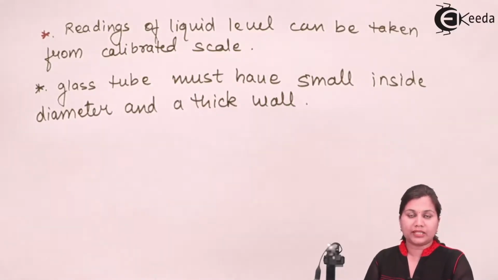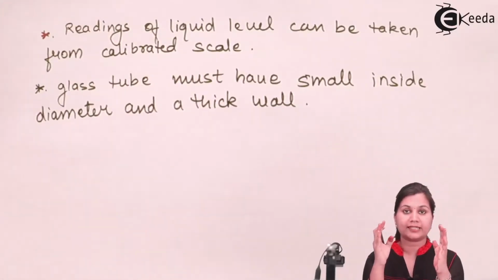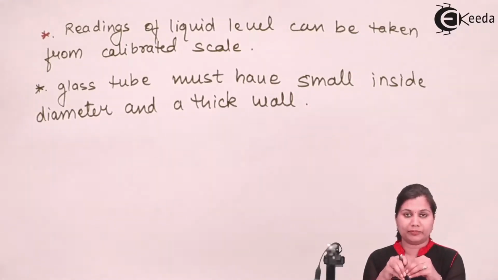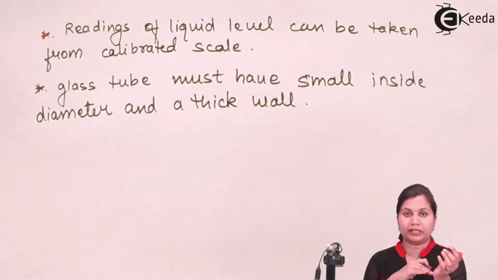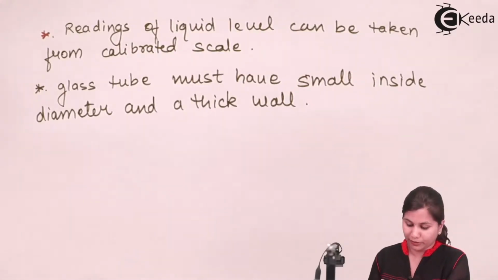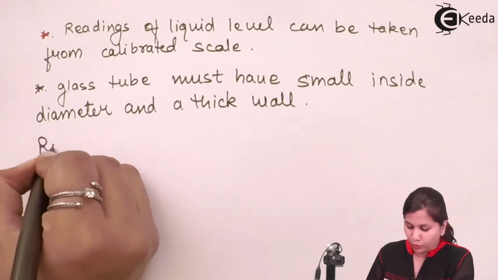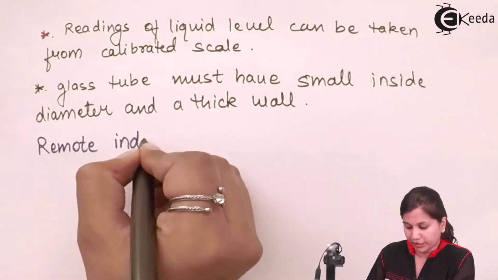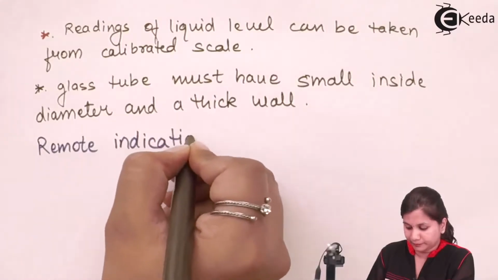Now, as we have seen, this glass tube method with the side glass is connected with the tank itself. So this method has to be used at the same location where the tank is located. For remote locations, if we want to use the side glass tube method, there is a different arrangement. So how can we use this side glass tube method for remote indication of liquid level?